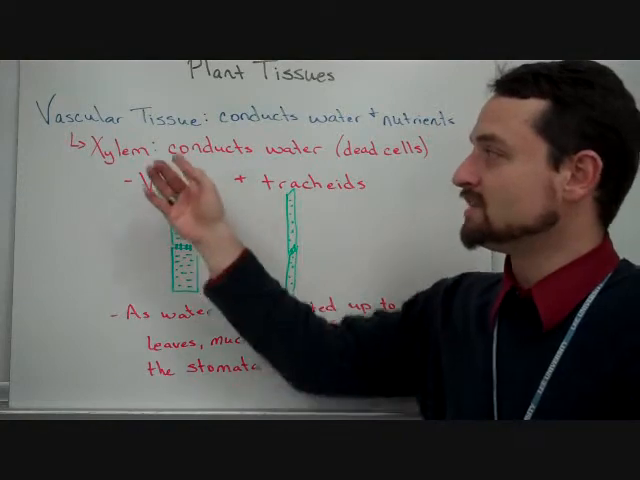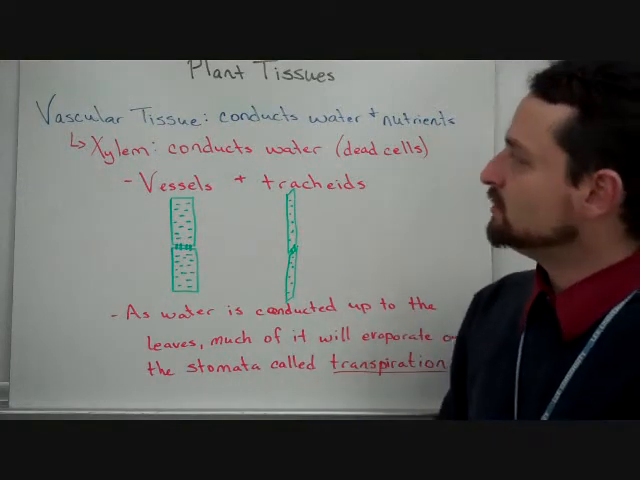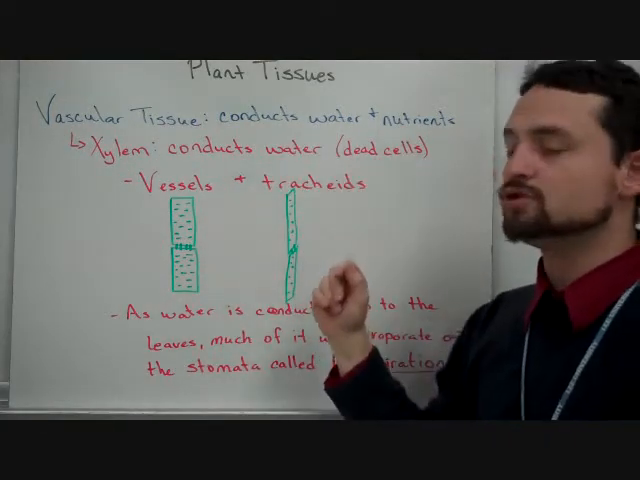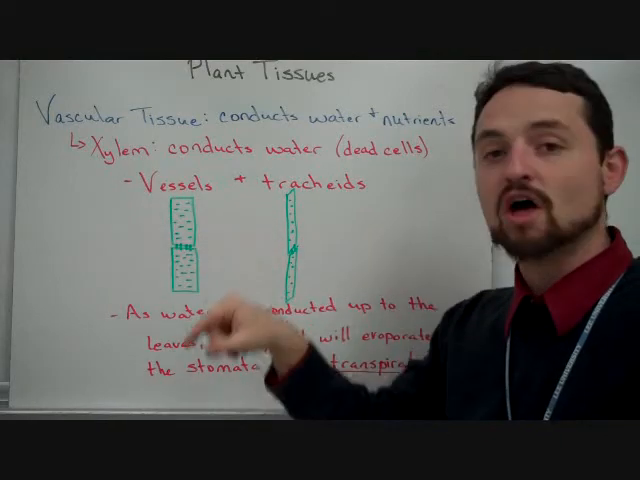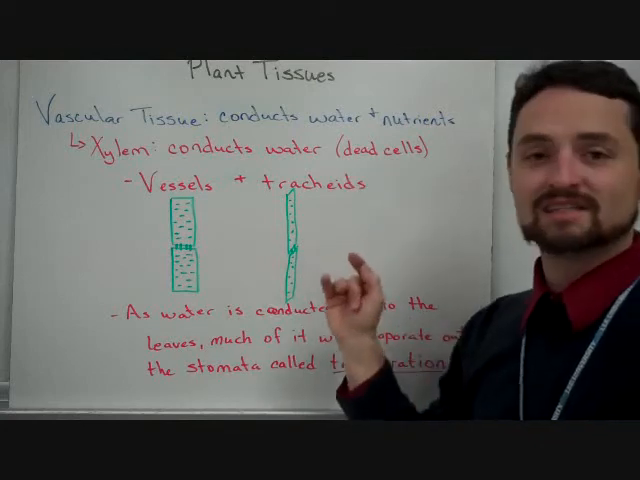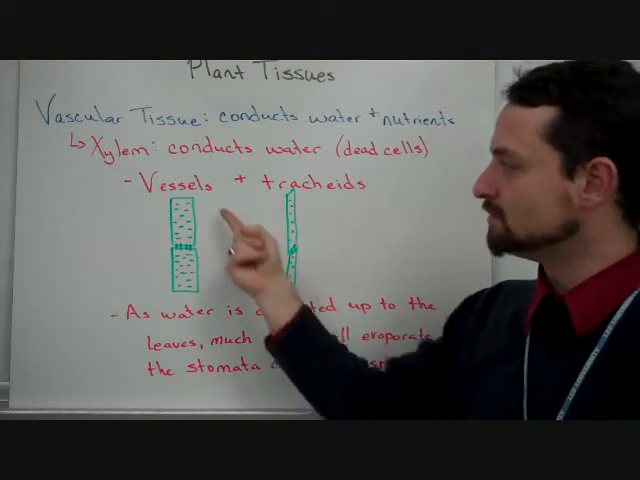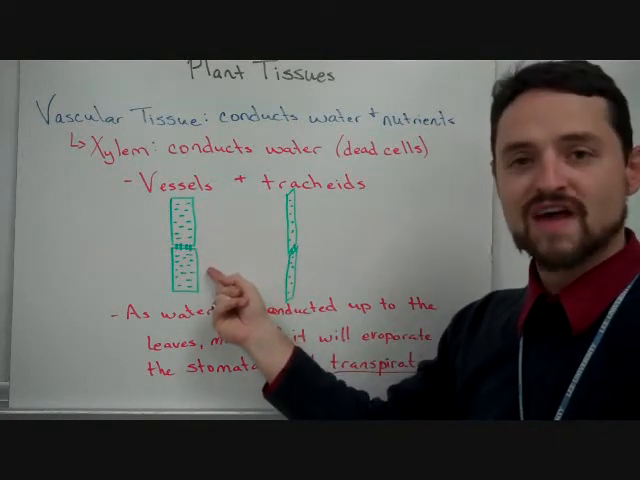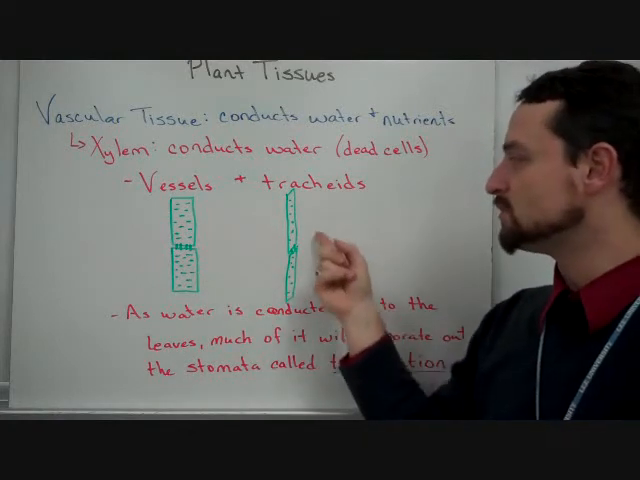The third type of plant tissue is vascular tissue. Vascular tissue conducts water and nutrients. 2 types, xylem and phloem. We'll look at phloem in a minute. Xylem conducts water. These are dead cells. There's 2 types of xylem. There's vessels, which are fat cells, and tracheids, which are thin cells.